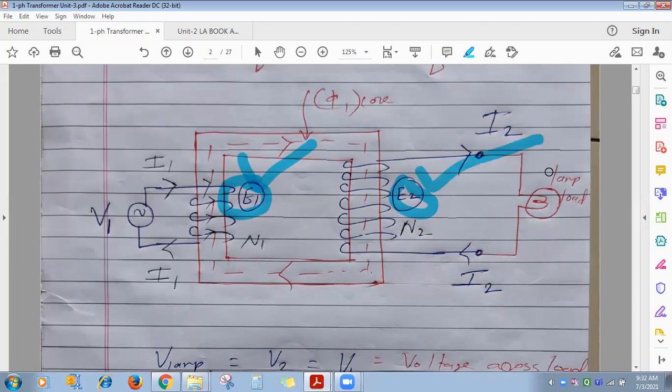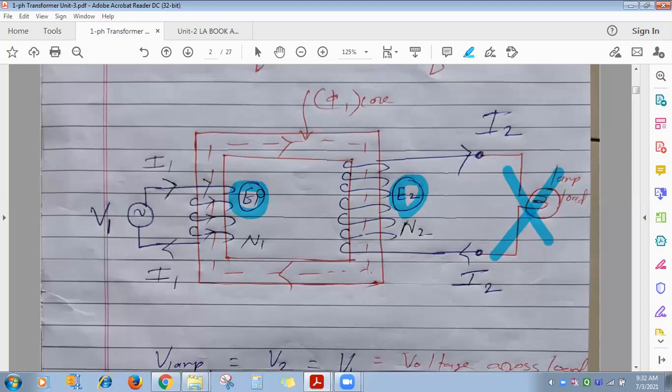Now you will observe all parameters in this expression are constant. Flux is also constant. I will explain why all parameters are constant. So what does it mean? As all parameters in this equation are constant, what is the conclusion? E1 and E2 also remain constant. Whether you don't put any load on the transformer or continuously change the load from no load condition up to full load, still E1 and E2 remain constant.